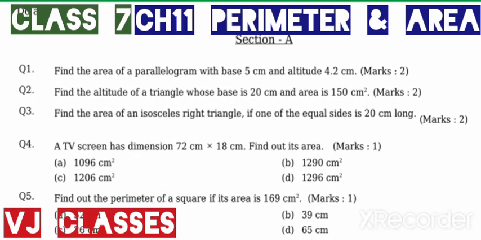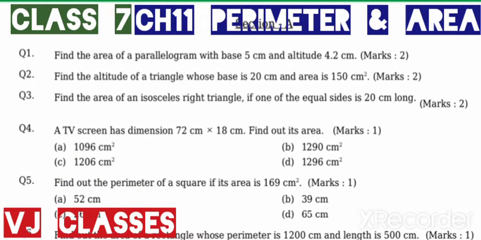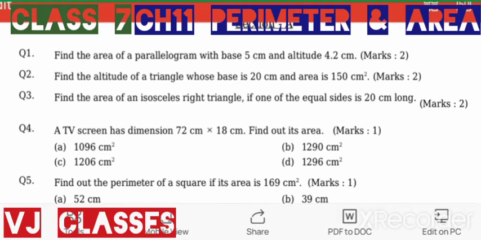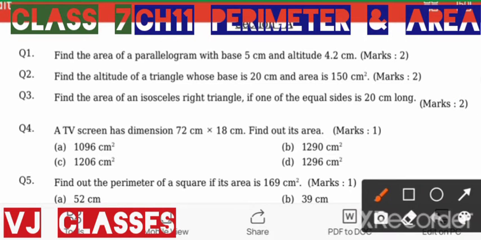Here first question is given, find the area of parallelogram with the base 5 centimeter and altitude 4.2. Area of parallelogram is what? Area of parallelogram is b into h. Okay, base into height.